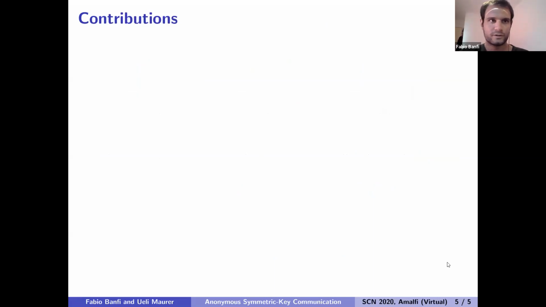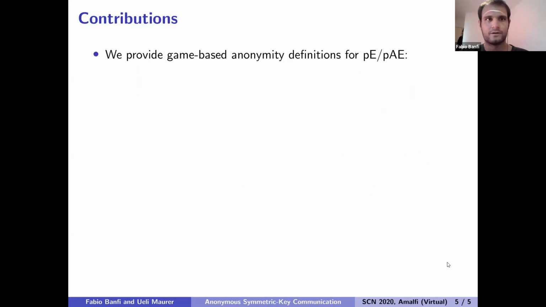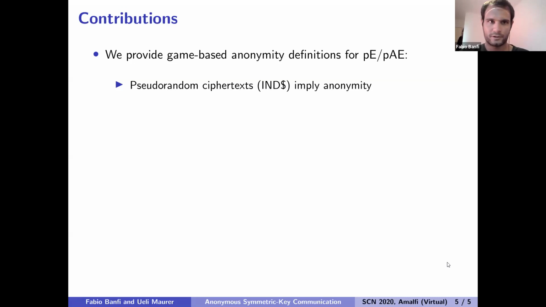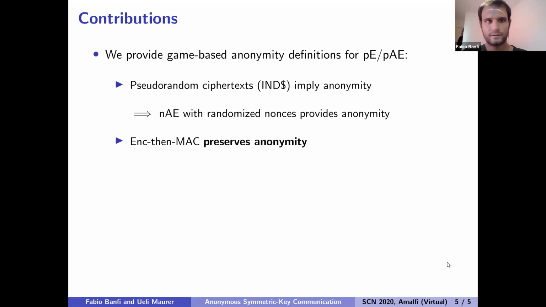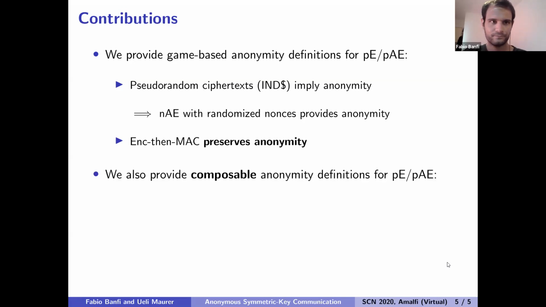So in conclusion, our contributions are as follows. We provided game-based anonymity definitions for PE and PAE. Then we also showed that the stronger notion of pseudorandom ciphertext implies anonymity. We formally show this. And this also allows us to argue that NAE with randomized nonces, as I mentioned in the beginning, provides anonymity. And we also show the interesting result that encrypt-and-MAC preserves anonymity.